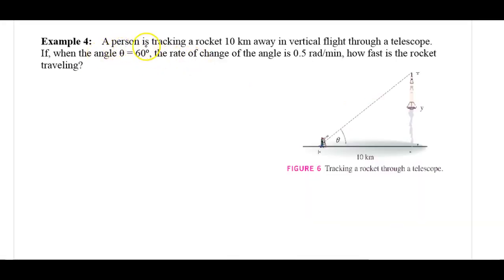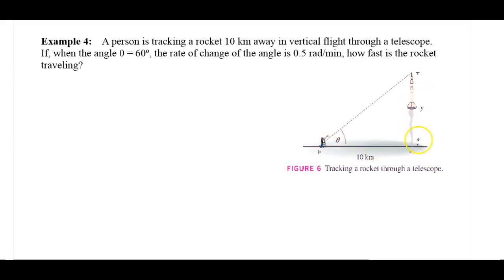All right, example 4. A person is tracking a rocket 10 kilometers away in vertical flight through a telescope. If, when the angle theta is 60 degrees, the rate of change of the angle is 0.5 radians per minute, how fast is the rocket traveling? All right, so this picture would come along with the information. So here's the person on the ground. They're tracking a rocket that's 10 kilometers away. So the distance from the person to where the rocket was when it was about to launch is 10 kilometers.